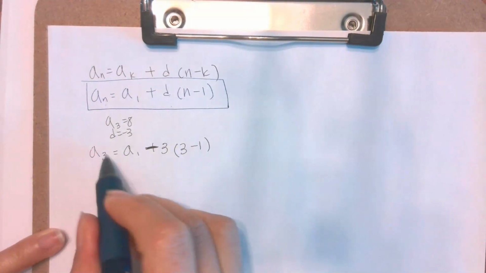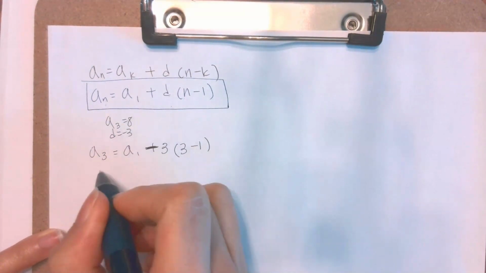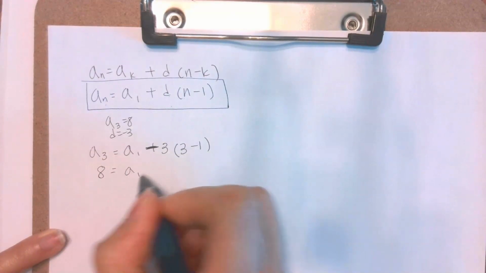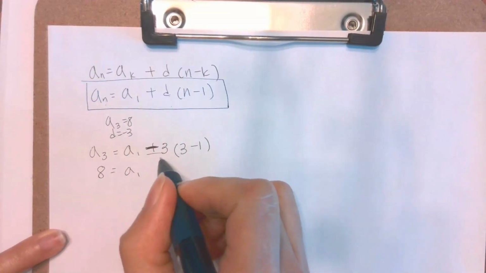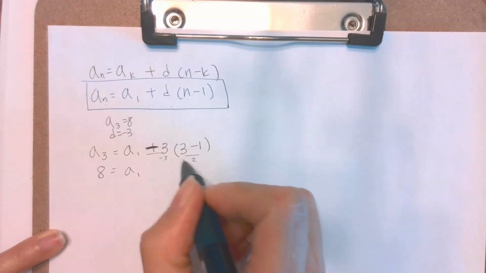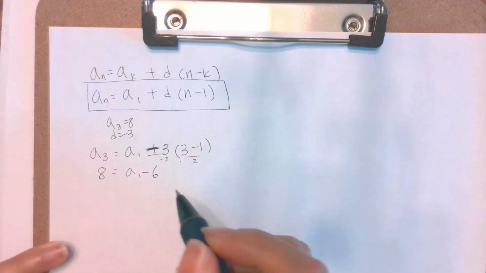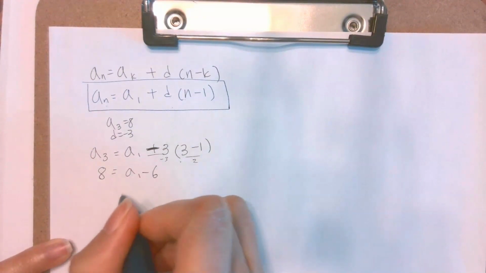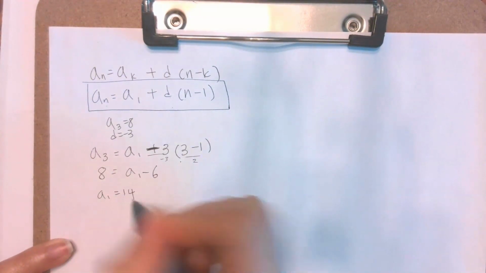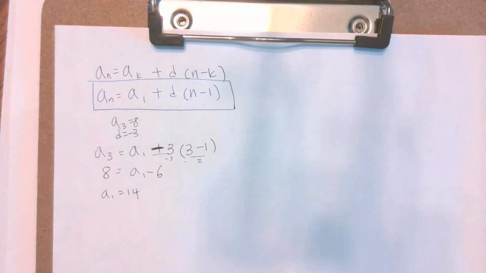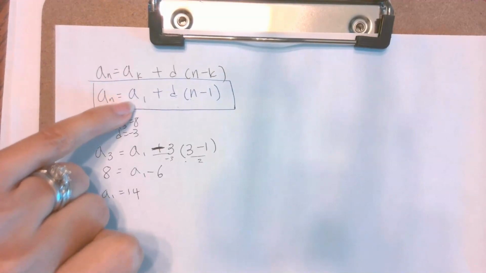All right. What is a sub 3 equal to? That is equal to 8. So 8 is equal to a sub 1, and -3 times 2 is -6. So I just get -6 right there. Notice you only have one variable, so I'm going to add 6 to both sides. A sub 1 is equal to 14. Yay? All right. So we know what the first term is.